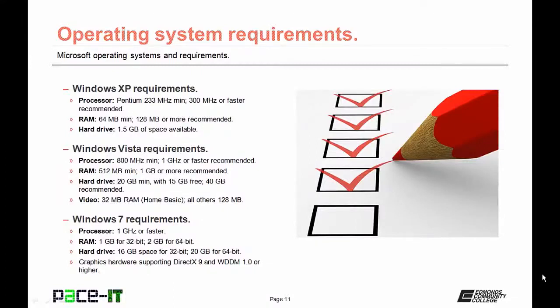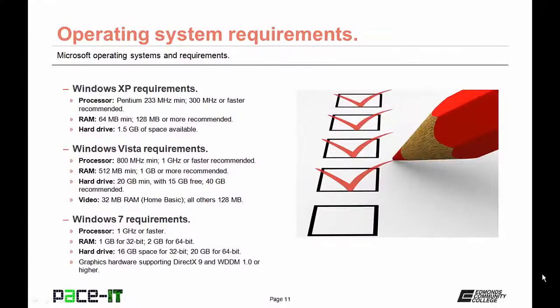When Windows 7 came out, Microsoft required that the processor run at least at 1 gigahertz or faster. On the RAM side of things, if you were running a 32-bit system, Microsoft said that you needed at least 1 gigabyte of RAM and 2 gigabytes of RAM for a 64-bit operating system. Although I would recommend that you at least double those for those operating systems. On the hard drive side, Microsoft required 16 gigabytes of hard drive space for a 32-bit installation and 20 gigabytes of space for a 64-bit installation.